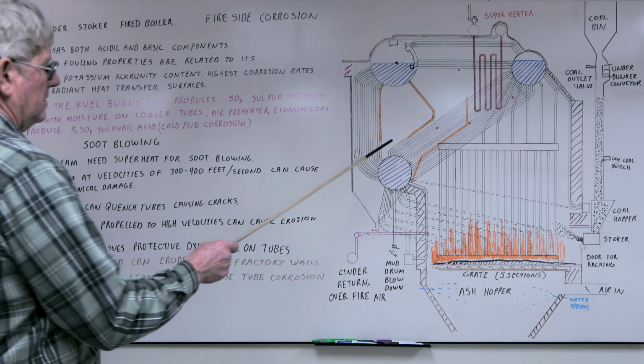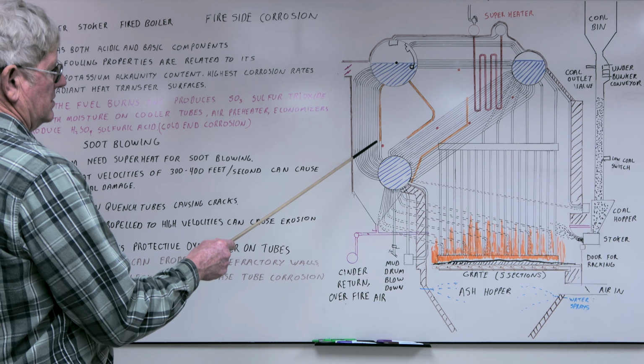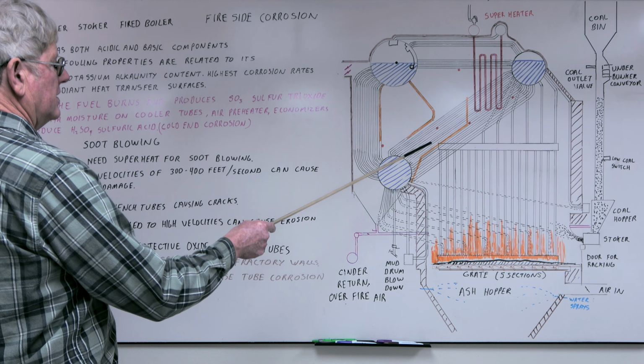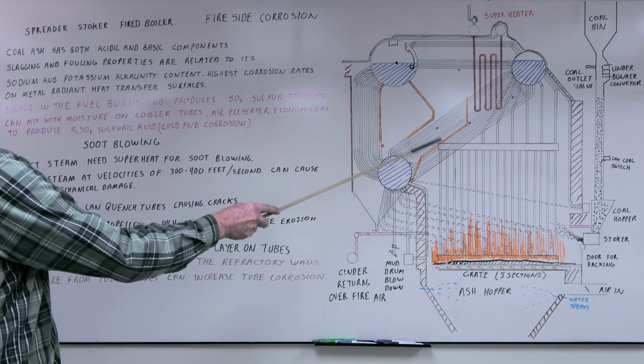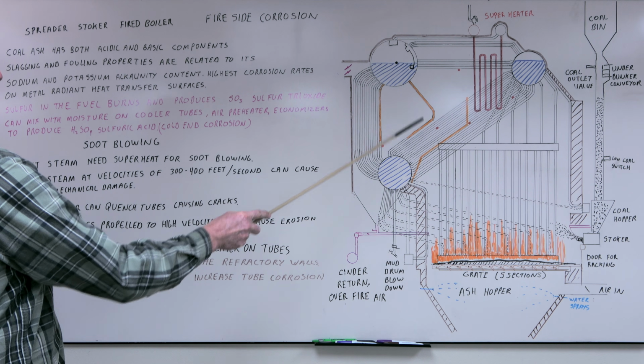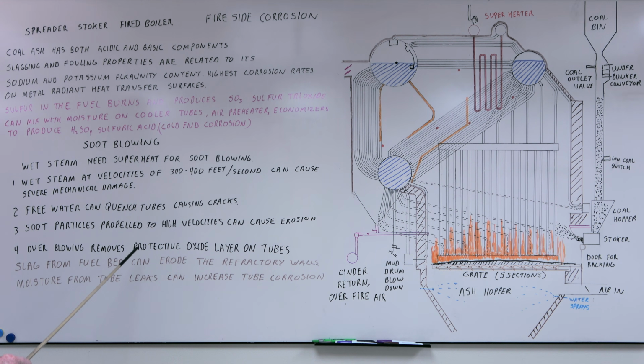If you don't warm up your headers well for soot blowing, you just open up your soot blower and spray water in here. These tubes are hot and you're hitting them with cold water. You can cause a quenching problem. Over time, that will cause cracks. Soot particles propelled by high velocity can cause erosion. As you blow soot, you're knocking the soot off the tubes at high velocity, so it can actually sandblast other tubes. Overblowing removes the protective oxide layer on tubes.